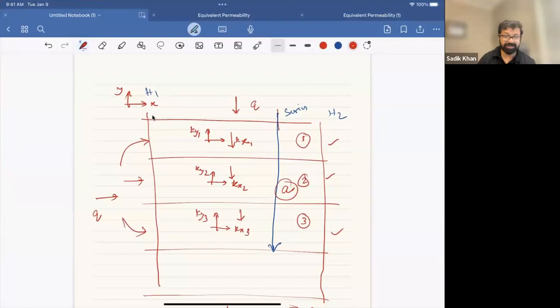So basically, in one part Q is constant, and in the other part Q is split. The other part is your potential difference is constant, like between these two points, the head difference is constant.